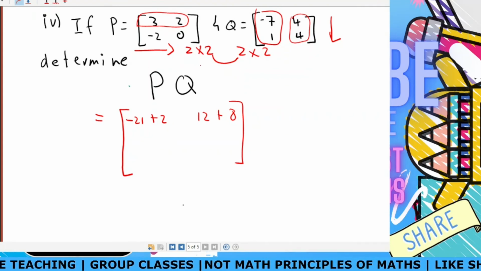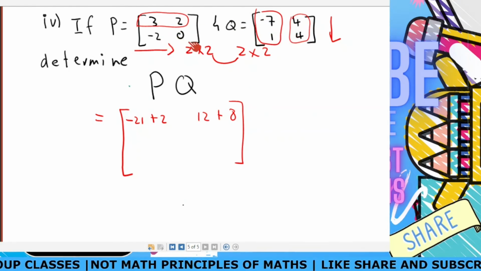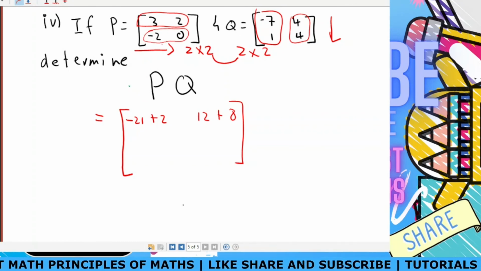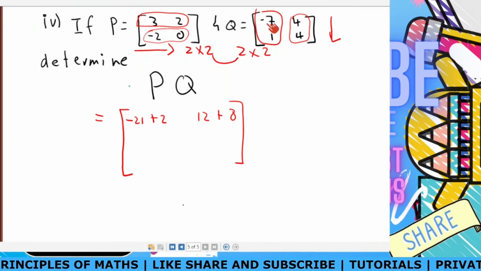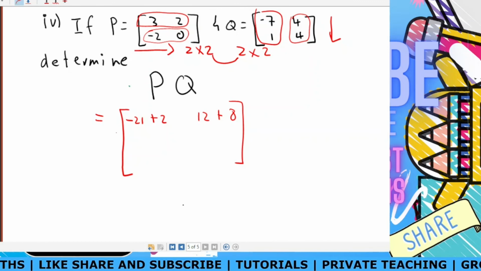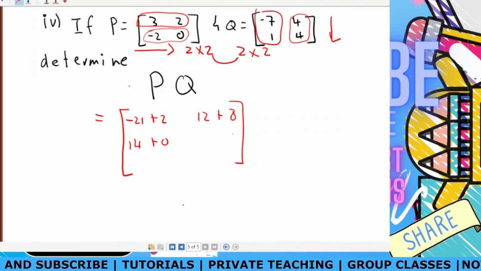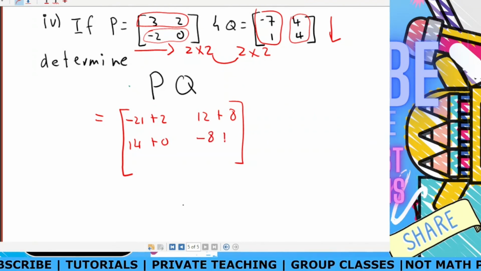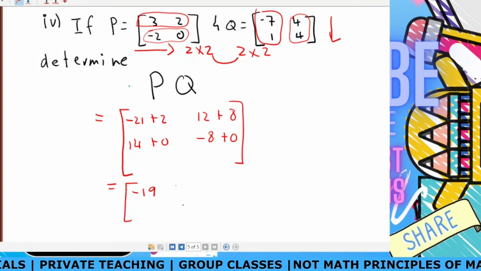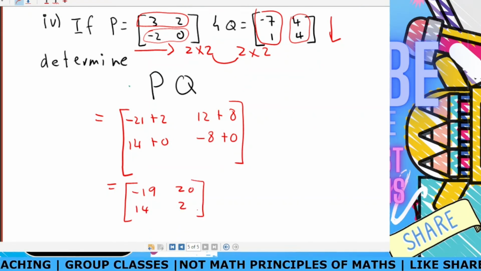But before we do that, let's jump on now to the next row. So we used the first row to multiply all columns. Now it's time to use our next row to multiply all columns just the same. So -2, 0 times -7, 1, then -2, 0 again times 4 and 1. So -2 times -7, 14, plus 0 times 1, 0. Then -2 times 4, -8, plus 0 times 1, 0. That gives me -19, 20, 14, -8. And that's our answer right there, people.